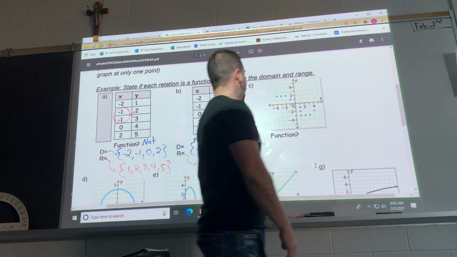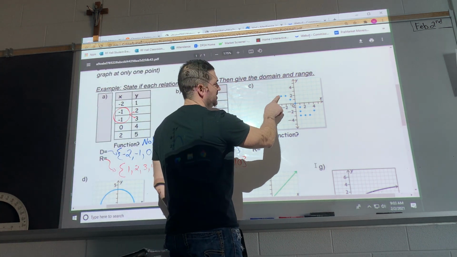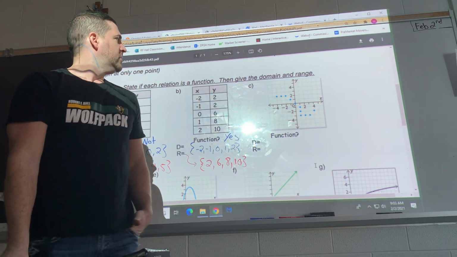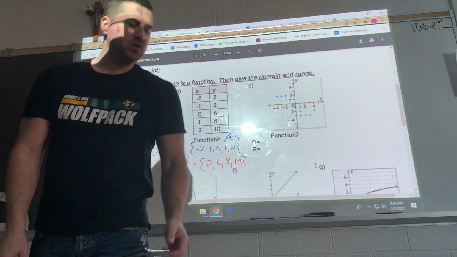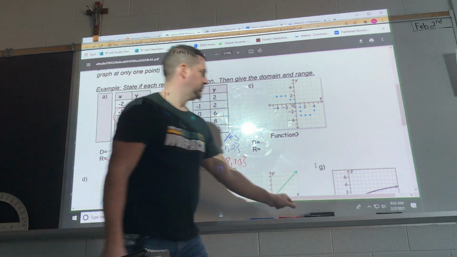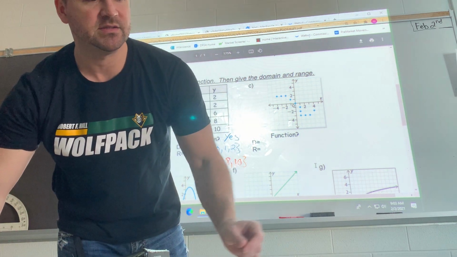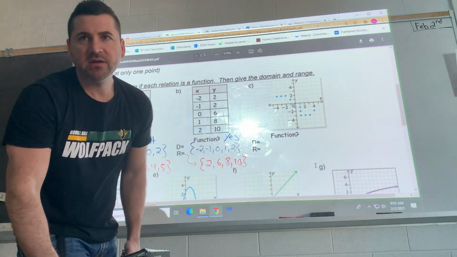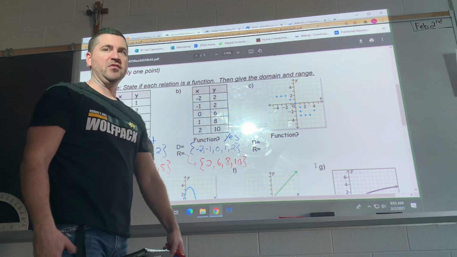Okay, so going to C now. It's probably very tough to see all the points, but there's a variety of points along the graph. So question, is this a function or not? Let's see if you guys get this. Okay, 1, 2, 3 no's. Good, it's not a function.